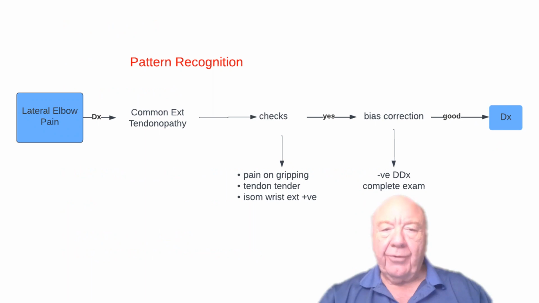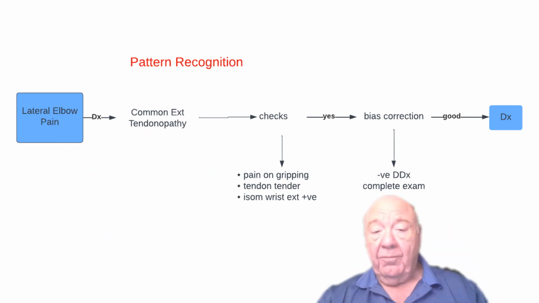Let's look at the process for pattern recognition. As I say, the diagnosis is made. This is not hypothesis, you made the diagnosis. Now, in this case, lateral elbow pain, it may well be common extension tendinopathy. So you run checks, at least a good expert would do.